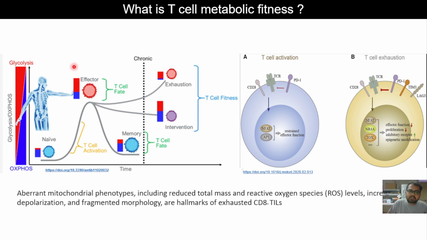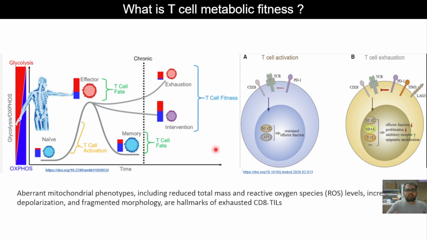we can say there is an increase in glycolysis when cells are activated, and then these cells go for different fates, which depend on the physiological status, or what we can say the microenvironment in which these cells are activated. Either they will be exhausted after some time, or they will become memory cells. If they are exhausted, there will be less OXPHOS, and if they want to maintain this effector function, they have to maintain glycolysis and OXPHOS comparatively.